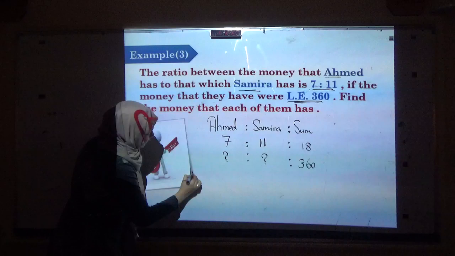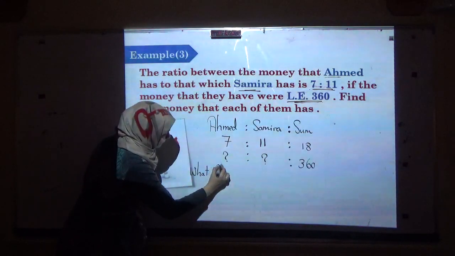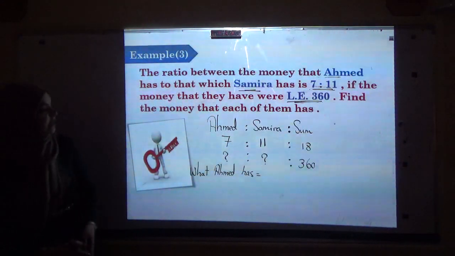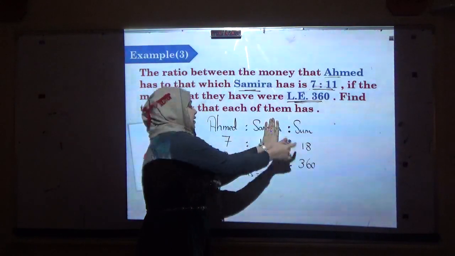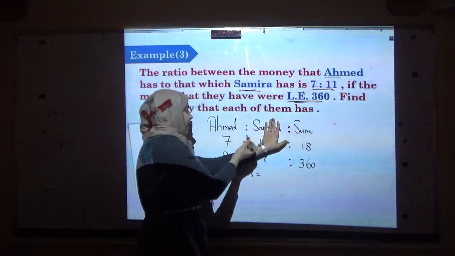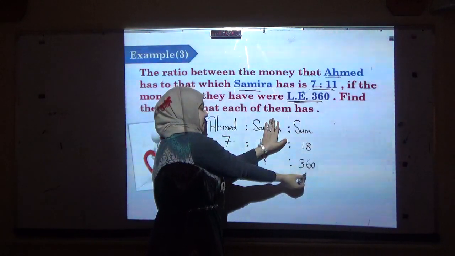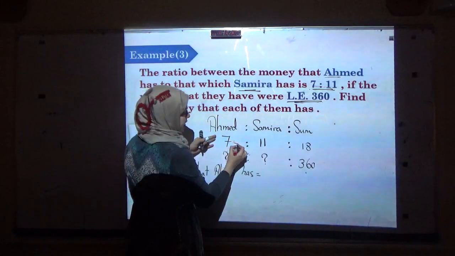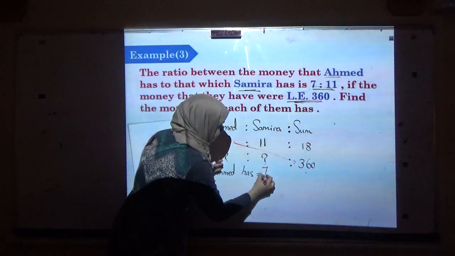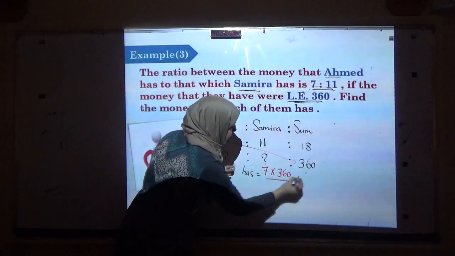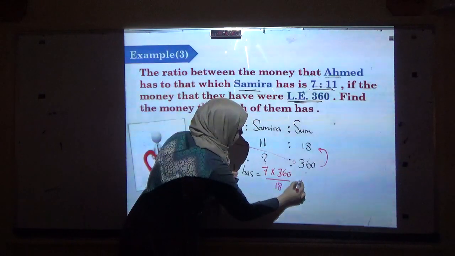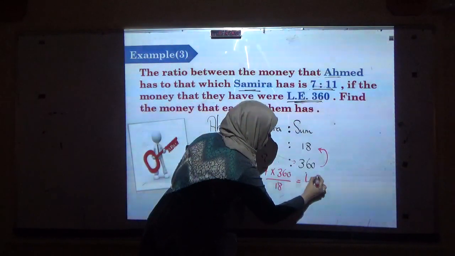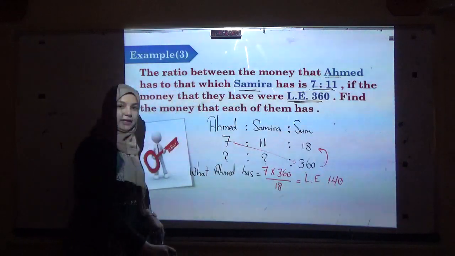Okay? Now we will find what Ahmed has and Samira has by also making cross multiplication. So what Ahmed has equal. To find what Ahmed has, ignore this ratio, okay? And make cross multiplication between Ahmed and the sum, okay? Multiply 7 by 360, then divide by 18. So 7 multiply 360 divide 18 equals 140 pounds. So Ahmed has 140 pounds.